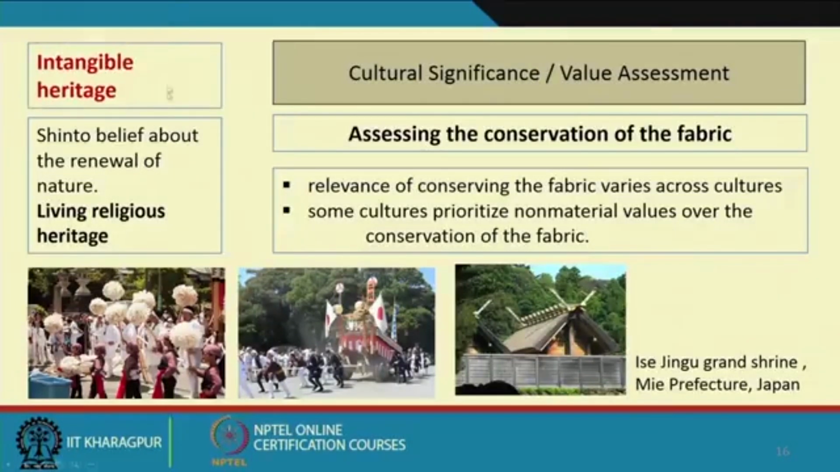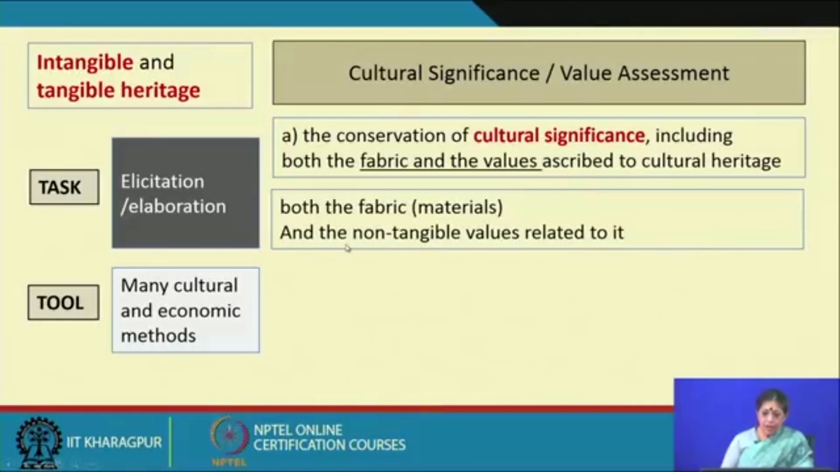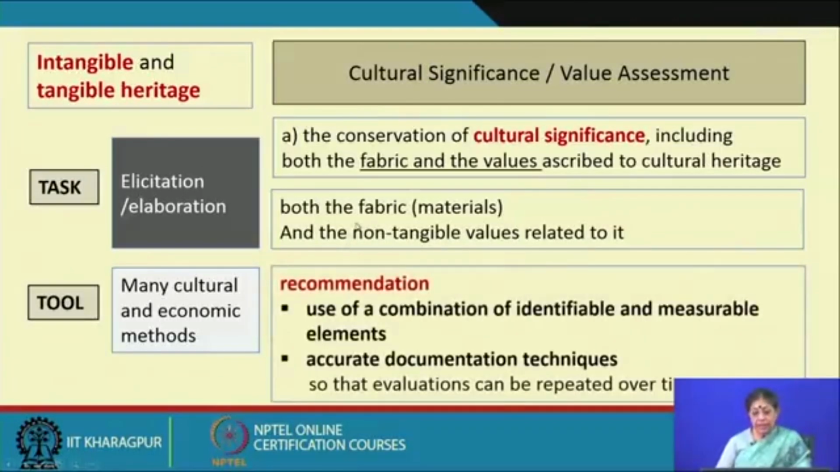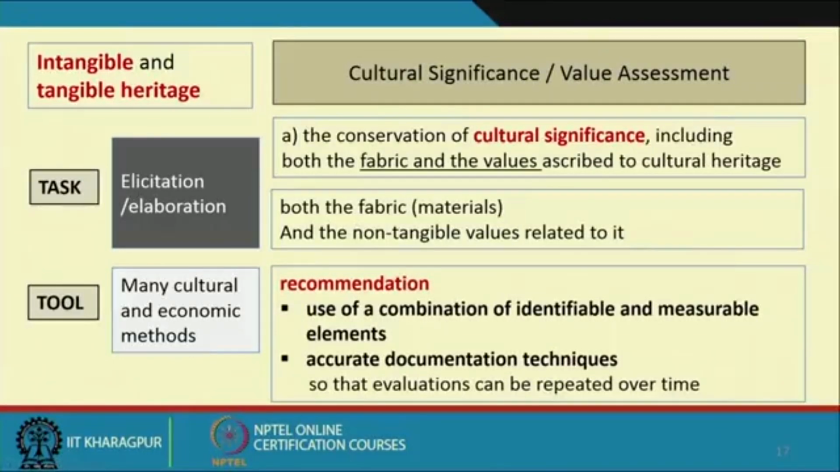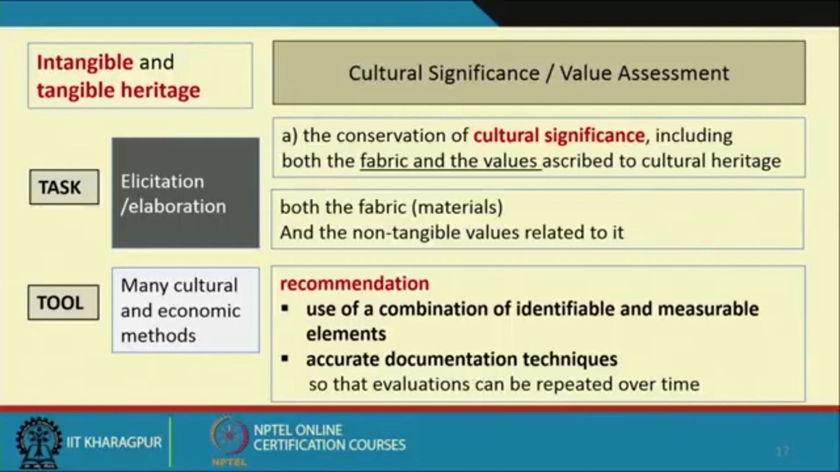So, this brings us to the question of, as I said, one is the fabric, another is the intangible heritage. While the fabric or the product is tangible, the values and significance and these practices are intangible heritage. While talking about the intangible heritage, we must understand that these non-tangible values are related to it. So, what is the recommendation? The recommendation should be the use of a combination of identifiable and measurable elements and accurate documentation techniques, so that the evaluation can be repeated over time.